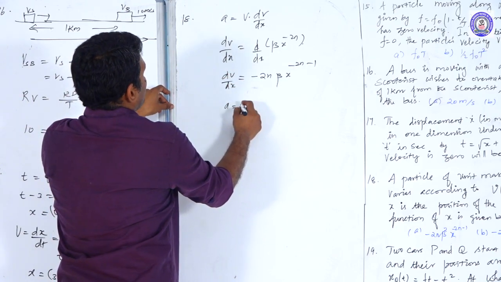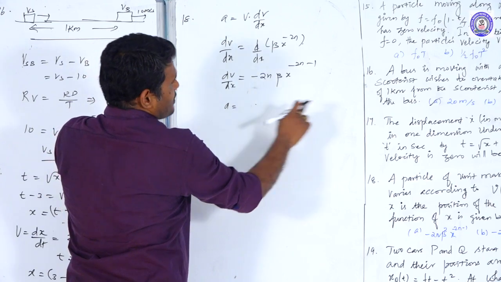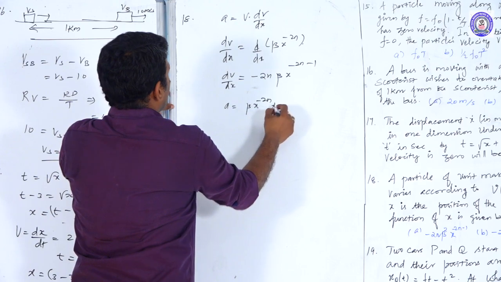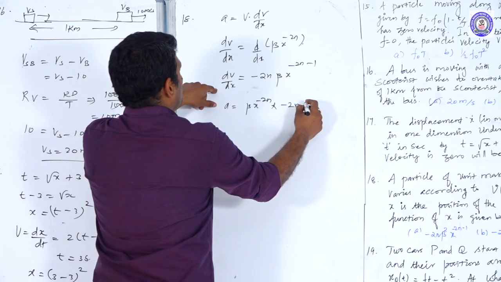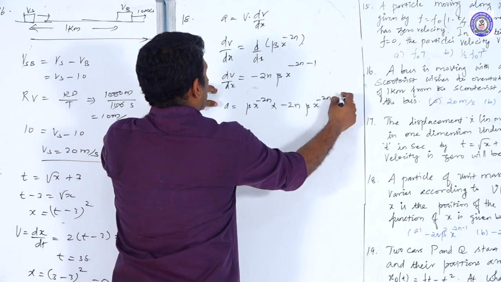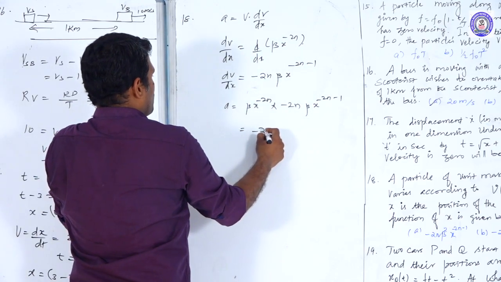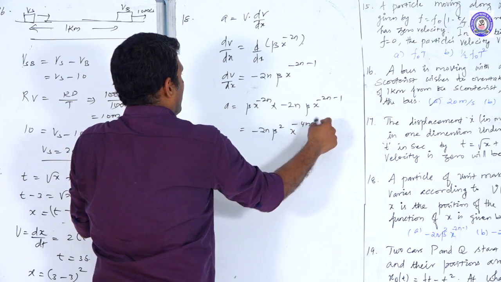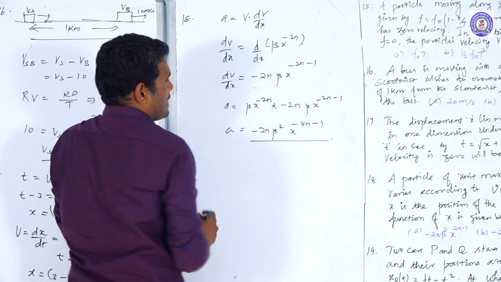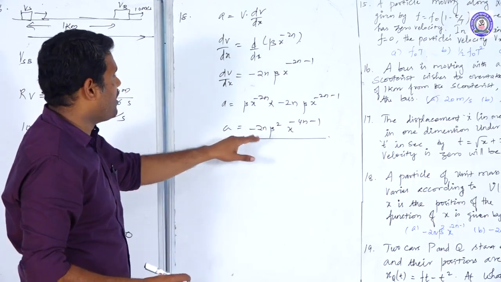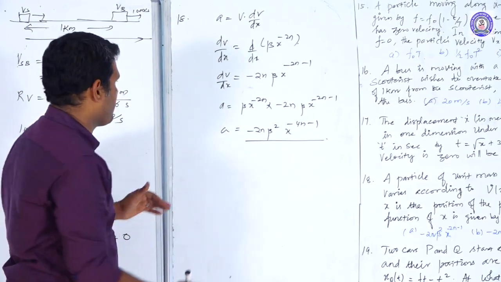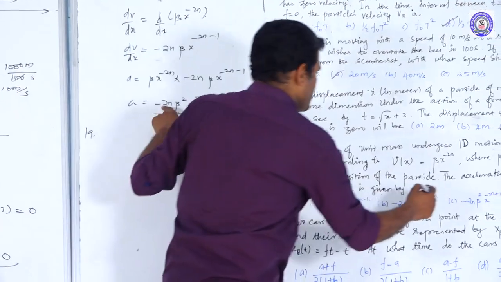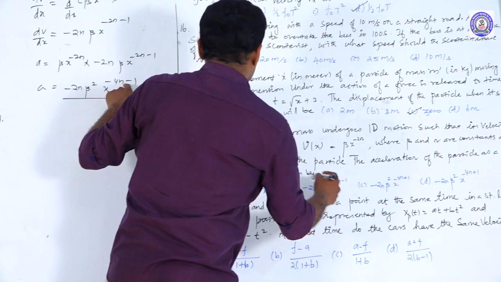Now, acceleration a equals v into dv divided by dx. What is the value of v of x given? Beta x power minus 2n, into, what is dv by dx? Minus 2n beta x power minus 2n minus 1. So, minus 2n beta square x power minus 4n minus 1. This is the expression for acceleration of the particle as a function of x. Fine. So, option A is minus 2n beta square x power minus 4n minus 1.